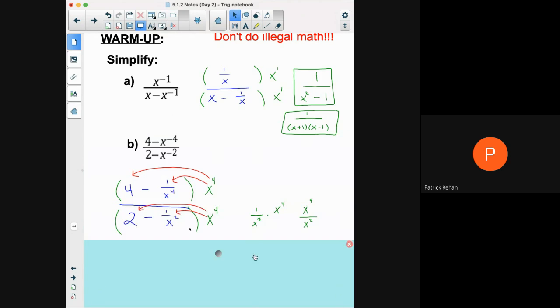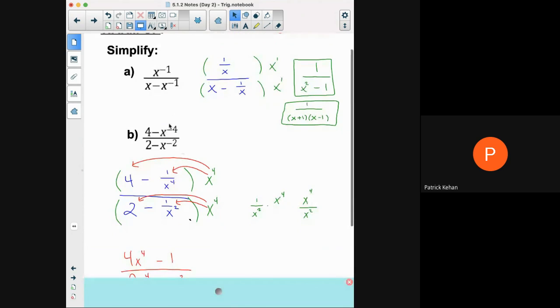The next example here is 4 minus x to the negative fourth divided by 2 minus x to the negative second. Similar, but the difference is the numerator has two terms now, right? So we can't simplify anything the way it is at the moment, even the 2 and the 4, because of these extra terms, right? So it's not going to help. So again, rewrite everything as a positive exponent individually. So 4 stays the same, minus, and then x to the negative fourth becomes 1 over x to the fourth. 2 stays the same, minus x to the negative second becomes 1 over x squared.